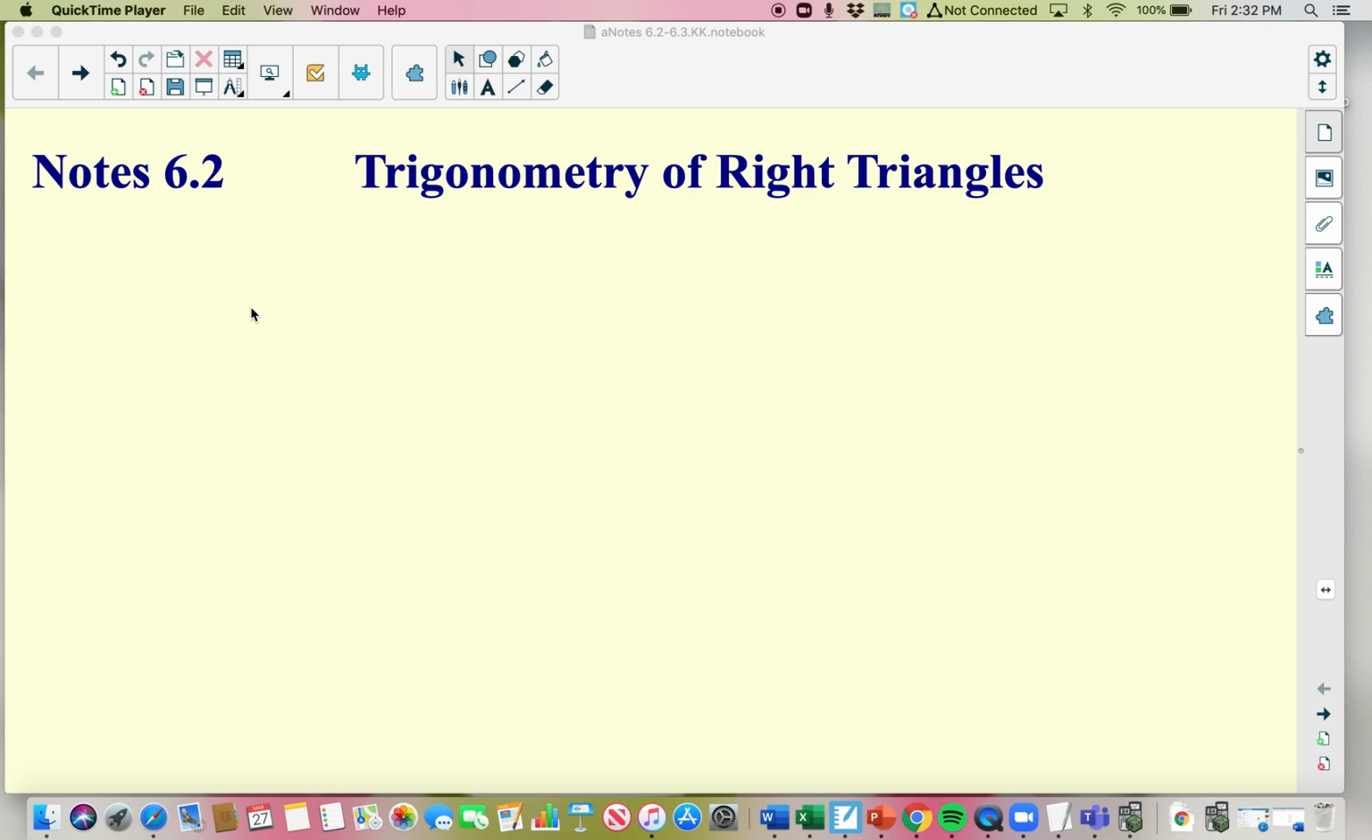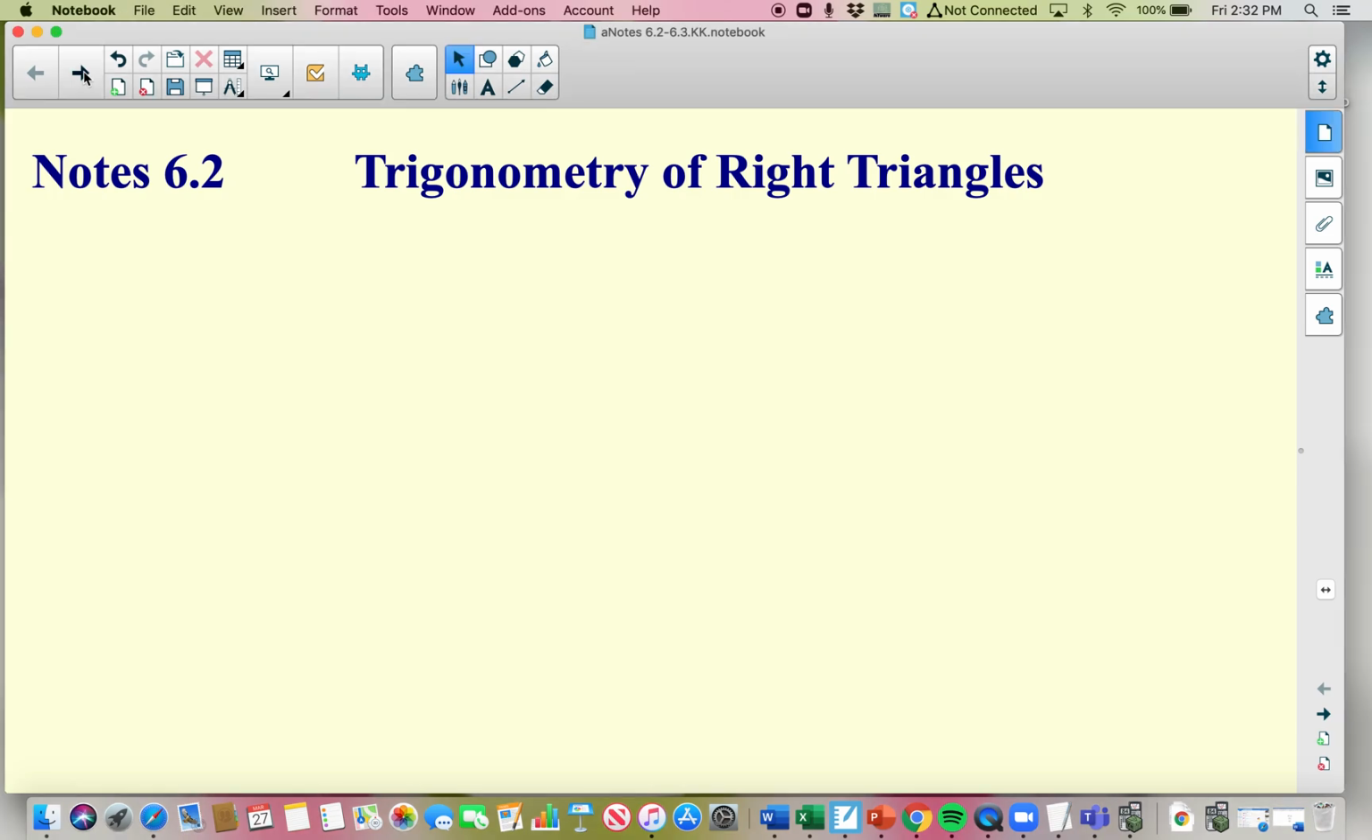All right, welcome. Today's lesson is 6.2, which is trigonometry of right triangles. Should sound familiar. I mean, you've been doing that since geometry. Our focus today is mainly extending what you've learned about the unit circle into right triangle situations. We'll have some applications, but really overall, today's lesson is a lot of stuff that should be very familiar to you from chapter 5, which is kind of nice.